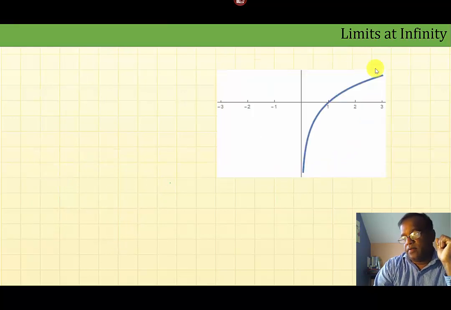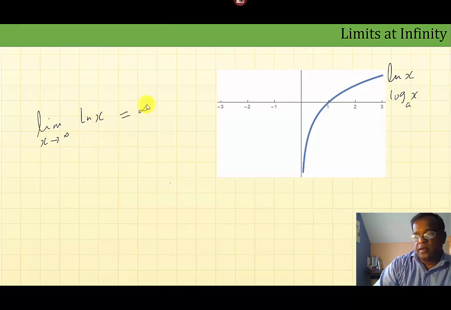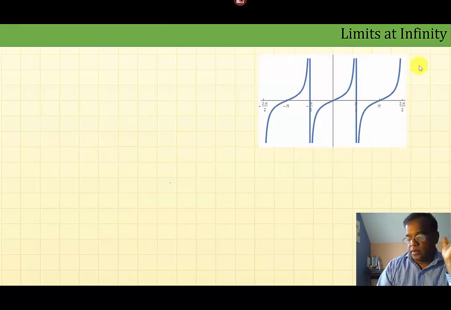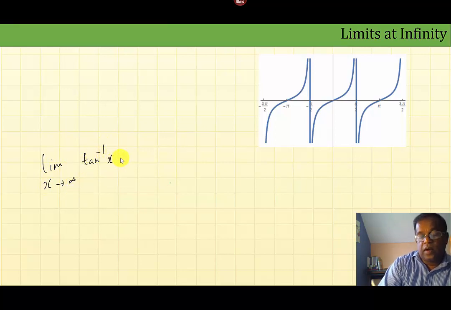Also, this is the graph of natural log of x, or for that matter, any logarithm of x. So what you see here is that as x approaches infinity, log of x approaches infinity. Also, we want to talk about tan inverse of x. We want to know the limit as x goes to infinity of tan inverse of x, or what we call arctan.